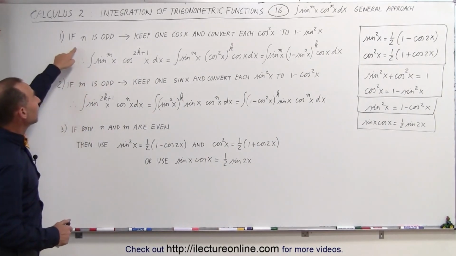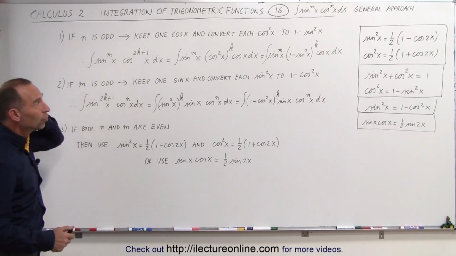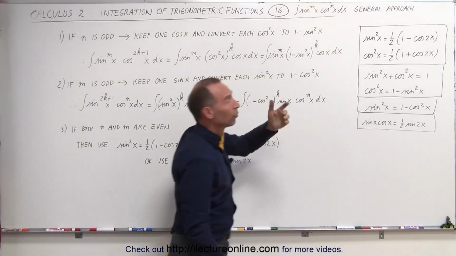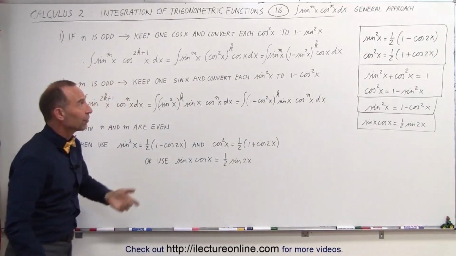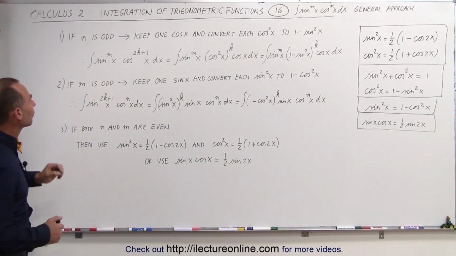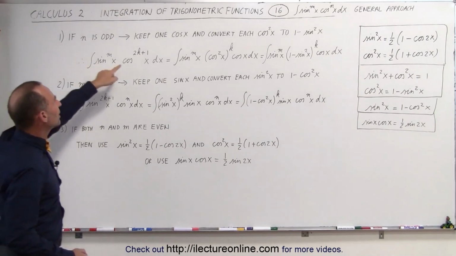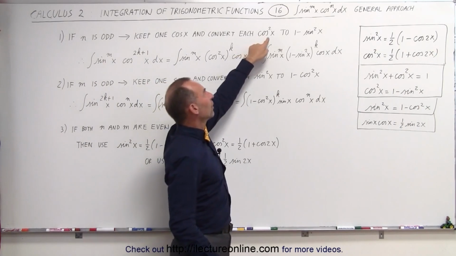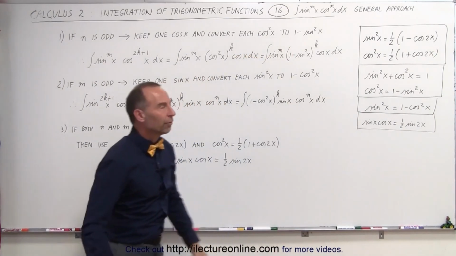Now in the case if n is odd, so if the exponent on the cosine is 3 or 5 or 7 and so forth, then what you do is you keep one of the cosines and convert each of the remaining cosine squares to 1 minus the sine square of x.